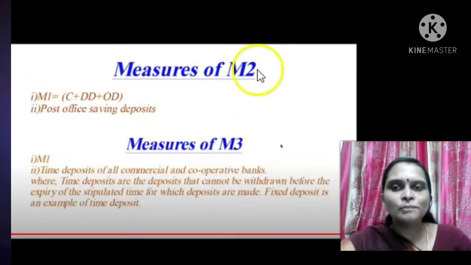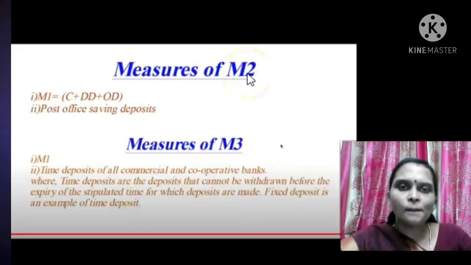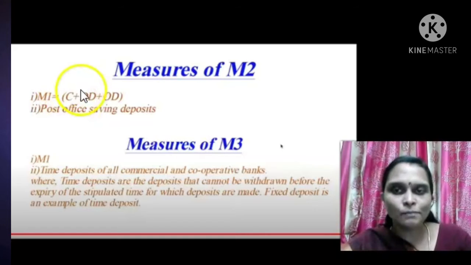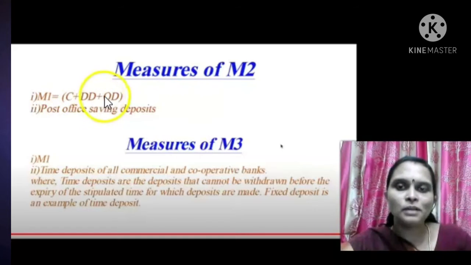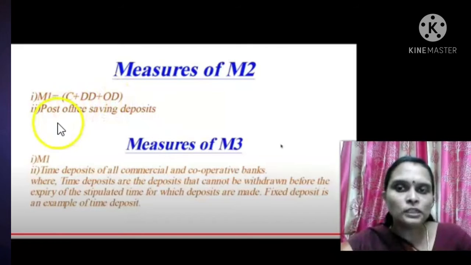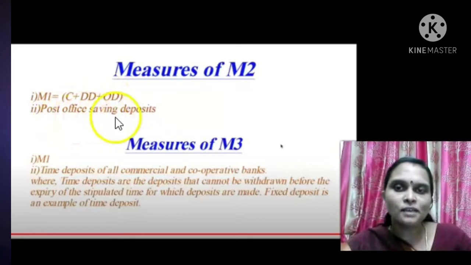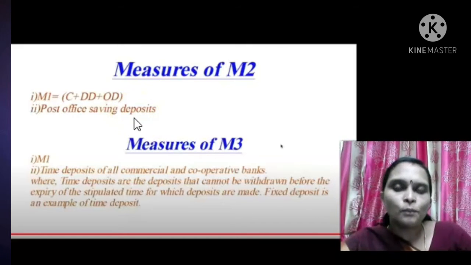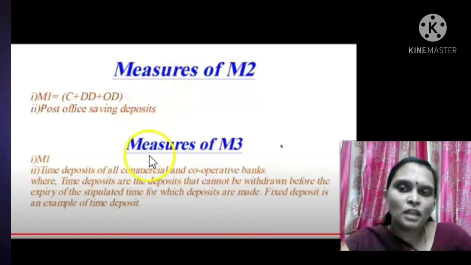Now measures of M2. Which concepts come under M2? The concepts that M1 has, the same will be included in M2 also, that is C + DD + OD. And one more thing included is post office savings deposits. Whatever amount has been deposited as savings in the post office is also taken into consideration in the M2 measure.